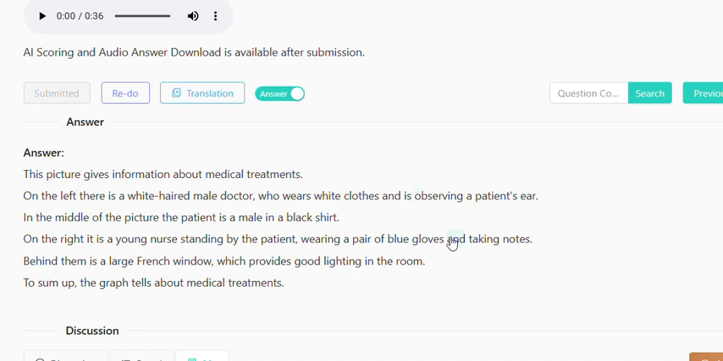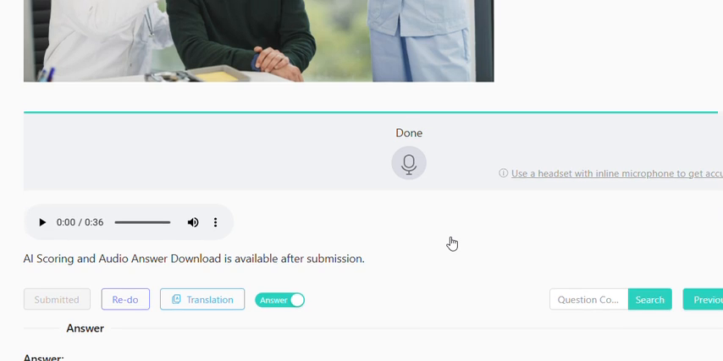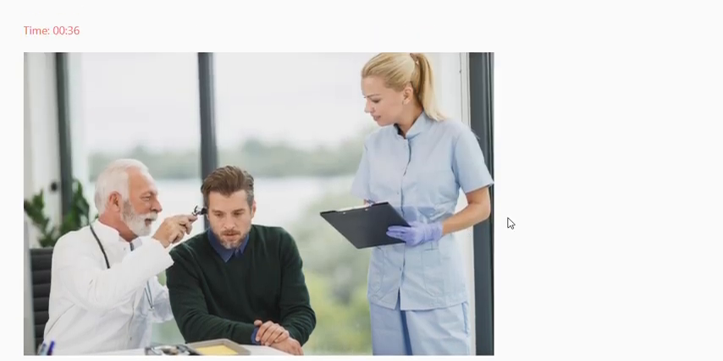Okay, to sum up, the graph tells about medical treatment. This is not a graph, this is an image.